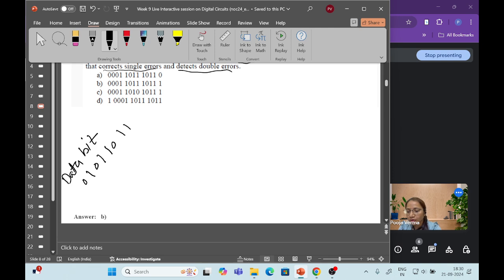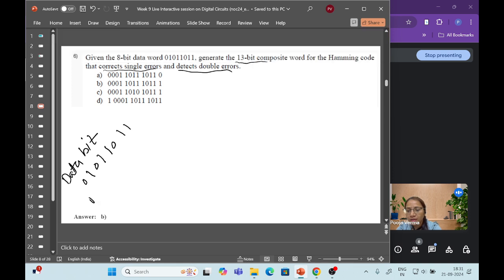Okay, so total. So let's start from the bit positions, so it will be easier. So already we know where we need to place the parity bits: powers of 2. That is 1, 2, 4, 8. Next one is 16, so that will not exist. Okay, so these are the positions of the parity bits.